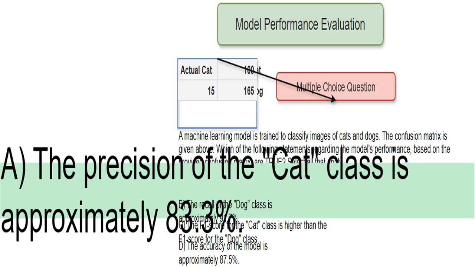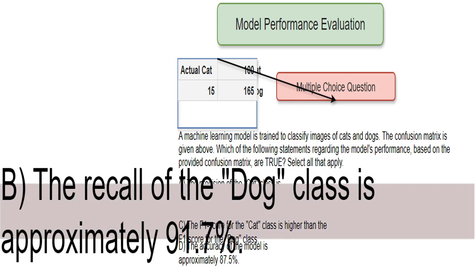This is the first multiple choice option, which is related to the precision of the cat class. I'll calculate the precision of the cat class and verify if this option is correct or not. This is the second multiple choice option, which is related to the recall of the dog class. I'll calculate the recall of the dog class and verify if this option is correct or not.